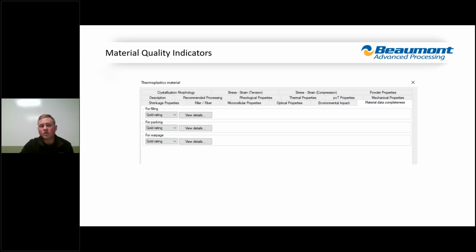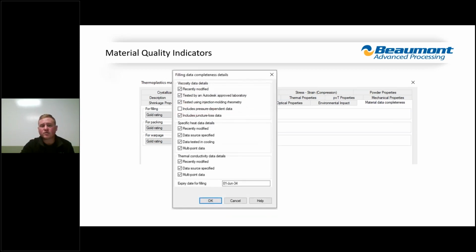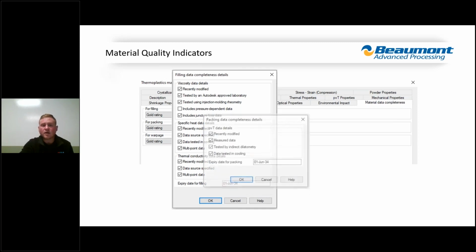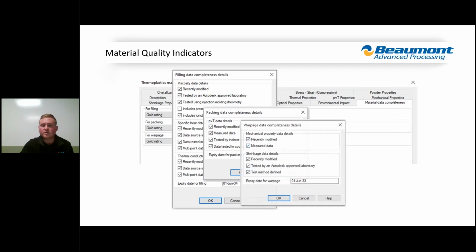And in this case, they're all gold, meaning that if we open up each one of these view details tabs, we can actually see that there's a bunch of radio tabs that describe how the material was tested, the method used, how recent it was tested, and if it's multi-point data. All of these things are going into this rating scale to give you an idea if this material was thoroughly tested by a lab testing for these variables, or if it was single point data or textbook data that was just input as a generic property set. And we have these tabs for each one of these ratings.